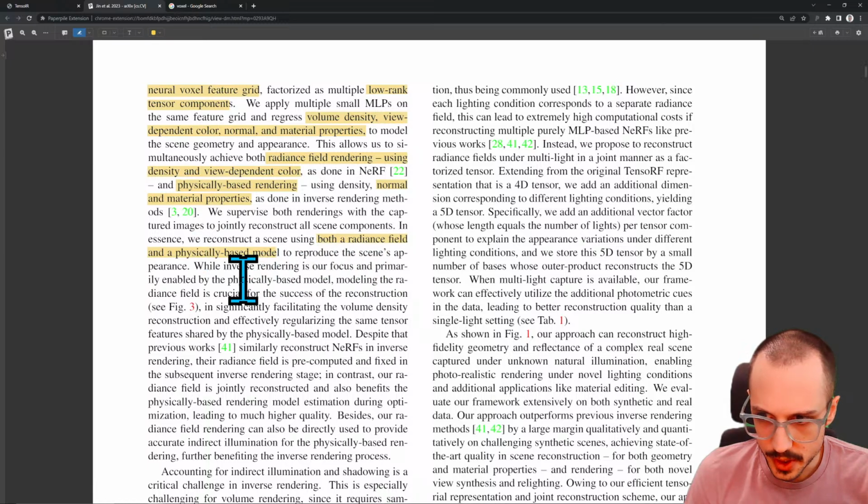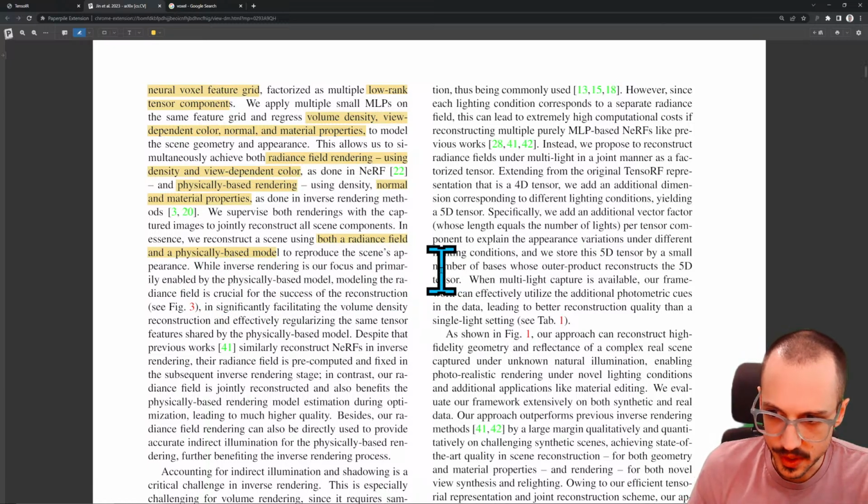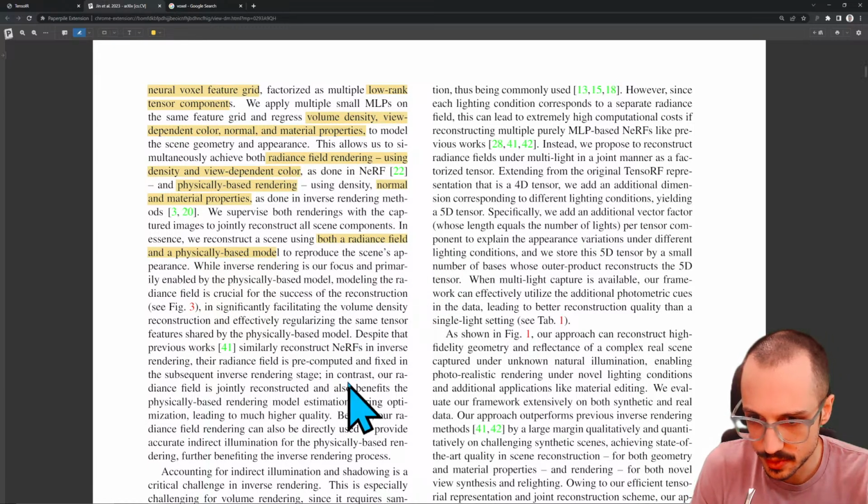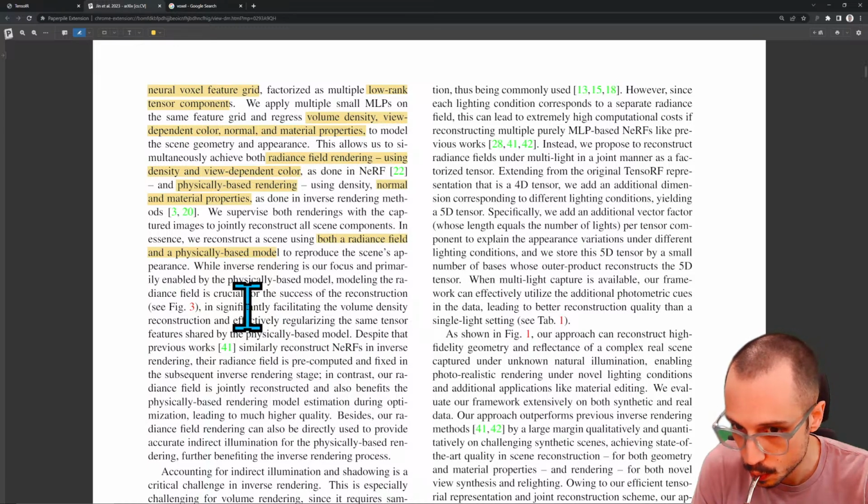Inverse rendering is our focus and primarily enabled by the physically based model. Modeling the radiance field is crucial for the success of the reconstruction, significantly facilitating.